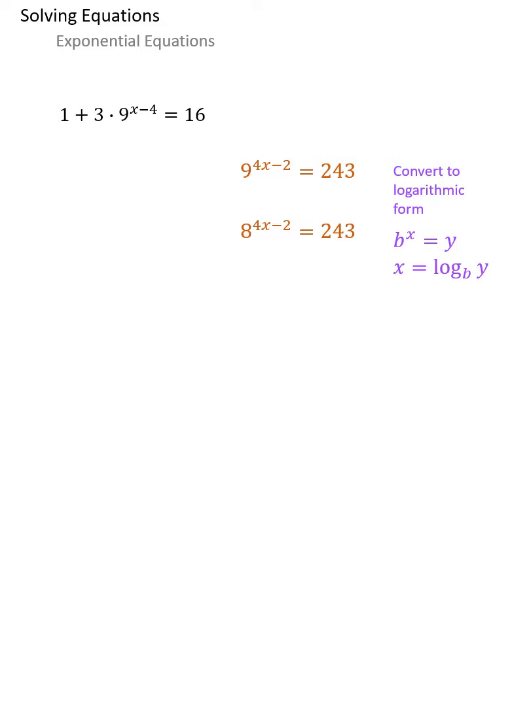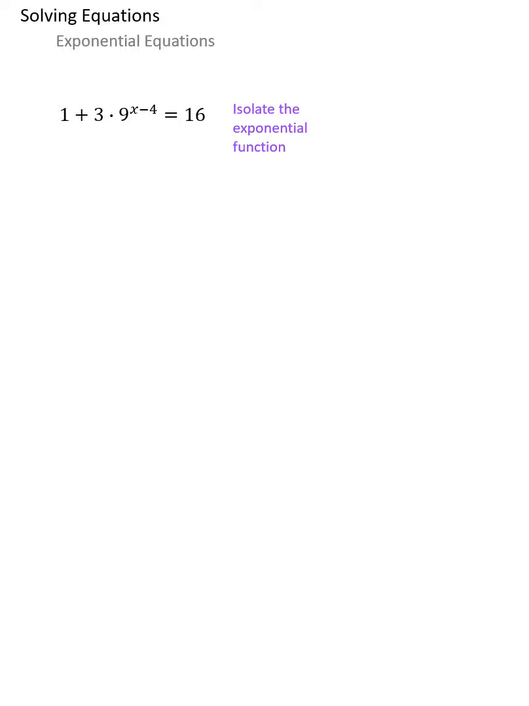Here's the issue. This equation we're trying to solve now is not in the format that allows it to be converted. In other words, the exponential function is not isolated yet. So, unlike the last problems, I've got some work to do here before I can convert. Here's the work that I have to do. I have to do something called isolate the exponential function. When I say exponential function, I mean the base and the exponent together, the entire 9 to the x minus 4 that you see in red here.